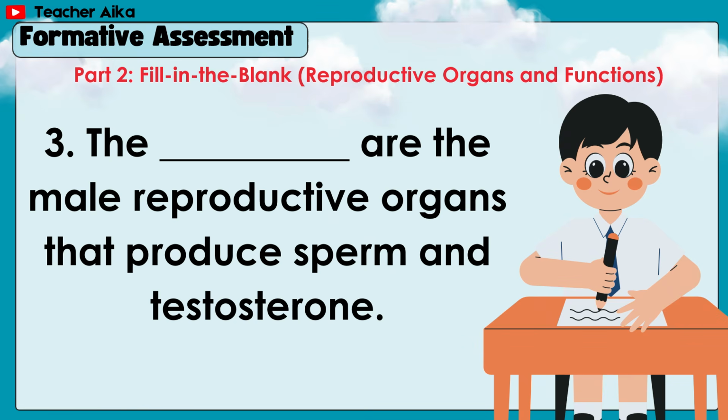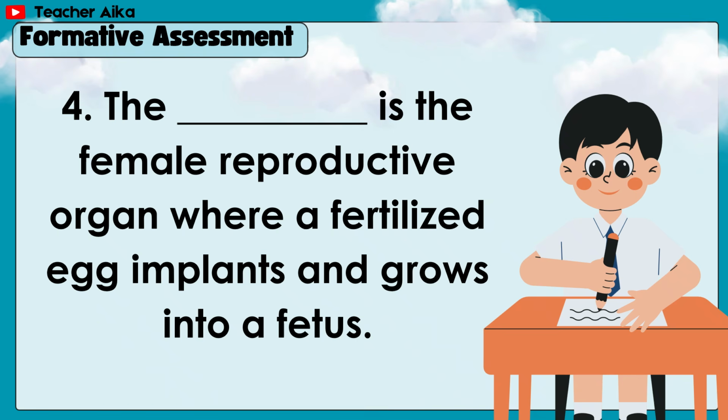Part 3. Fill in the blank. Reproductive organs and functions. Number 3. The blank are the male reproductive organs that produce sperm and testosterone. Answer: testes. Number 4. The blank is the female reproductive organ where a fertilized egg implants and grows into a fetus. Answer: uterus.